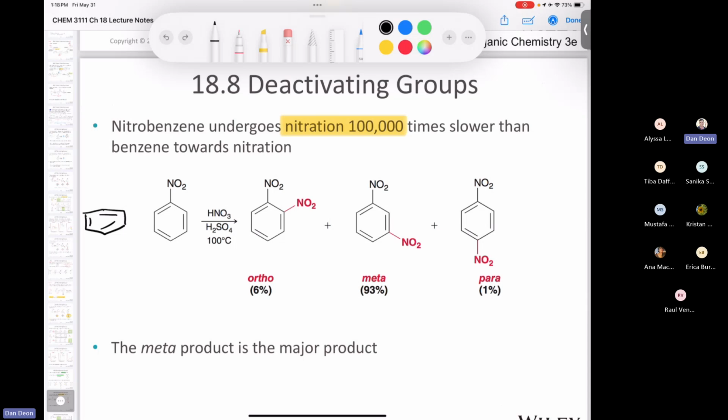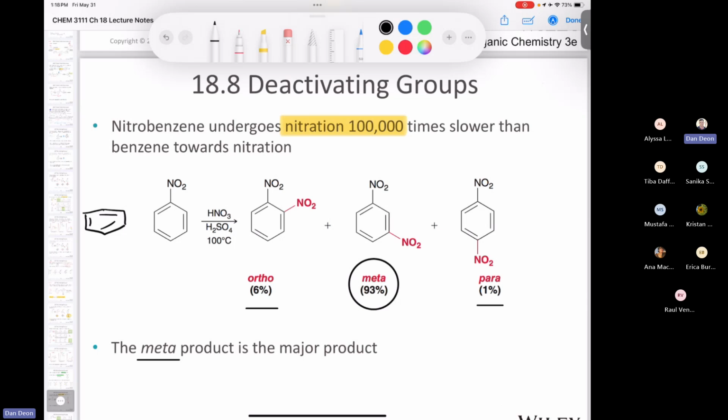However, not only is it slower, but look at the mixture. We get almost none of the ortho and para products, but we get almost exclusively, I mean 93% in this case, that's almost all of it, converted to the meta product. The meta product is the major product. So what we're going to see here is that deactivators, generally speaking, are going to direct to the meta position.